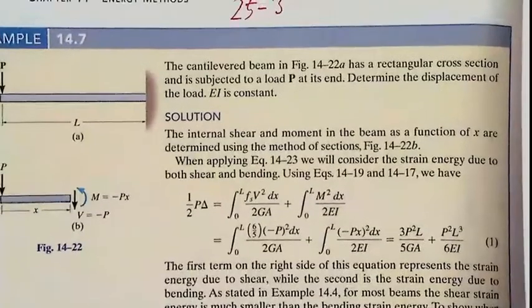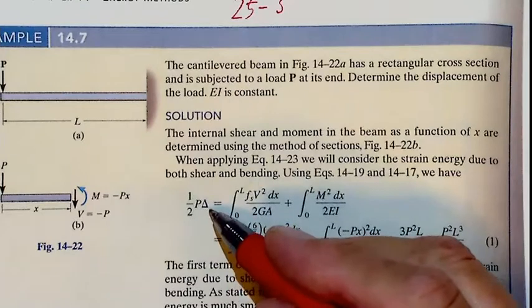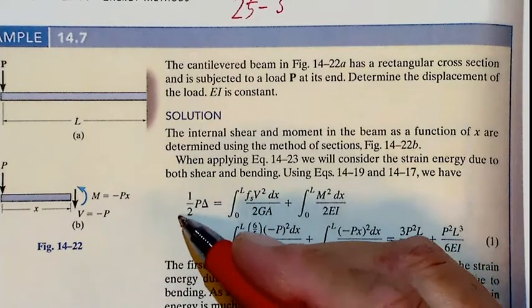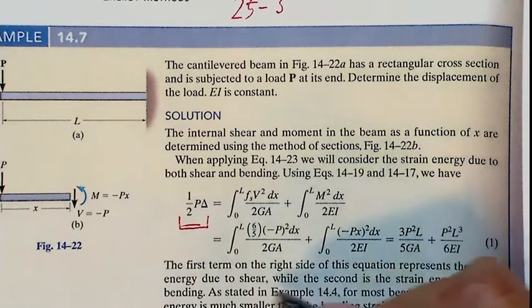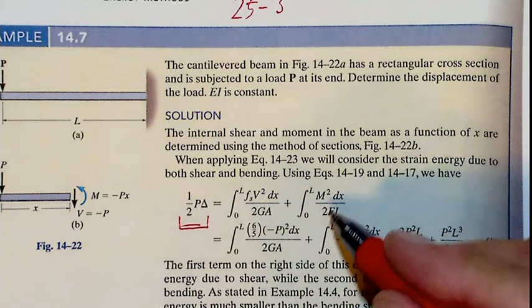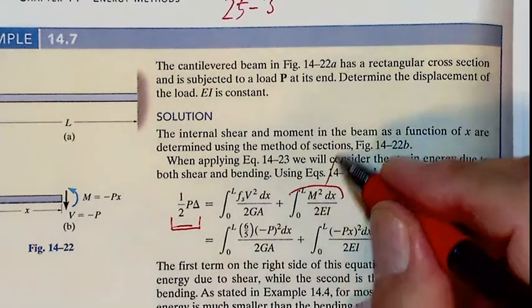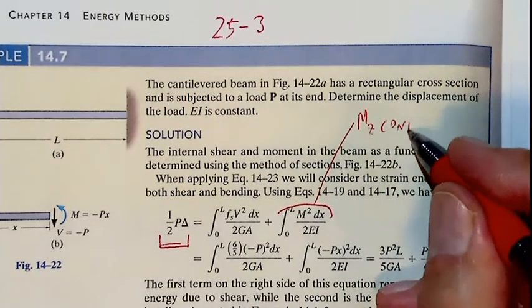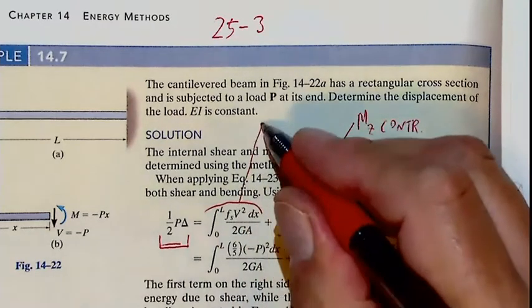Okay. So 1/2 P times delta, that is the work of external forces. Now there is a bending moment contribution and a shear force contribution. So I will write the Mz contribution, and that is the Vy contribution.